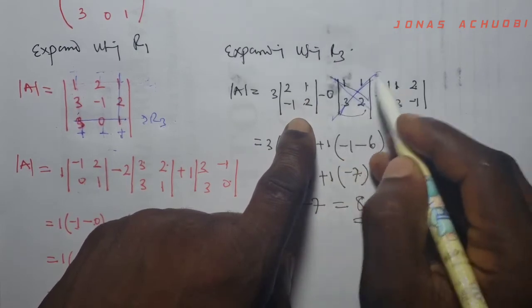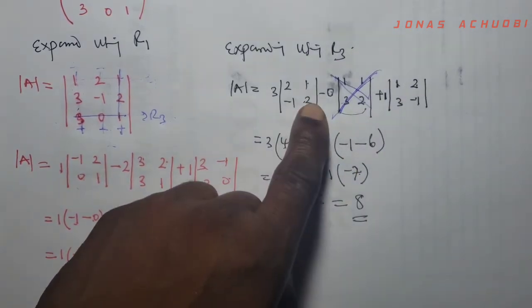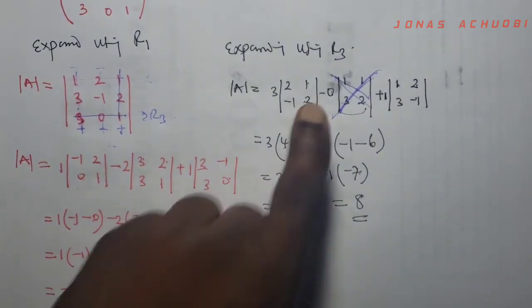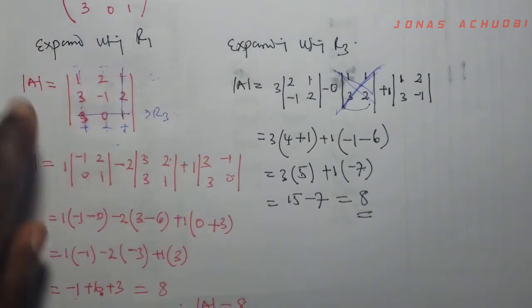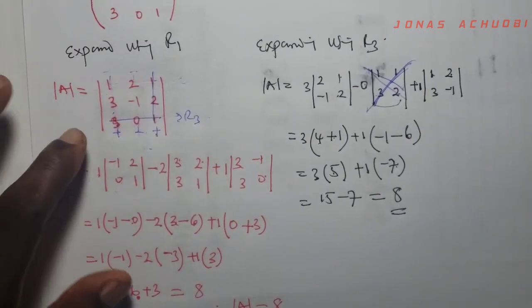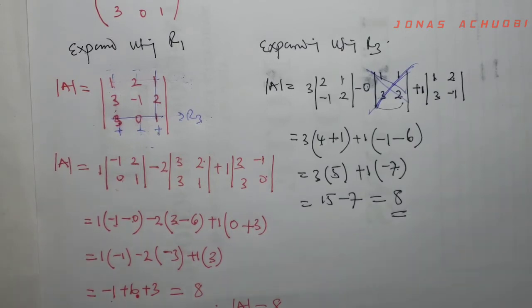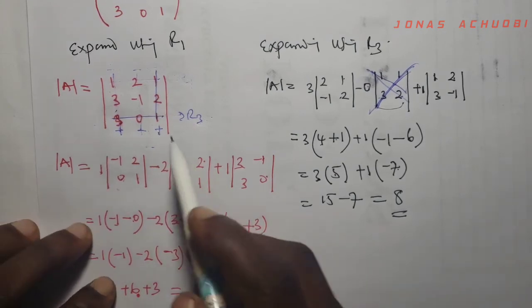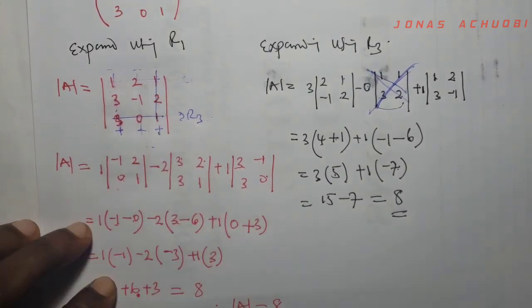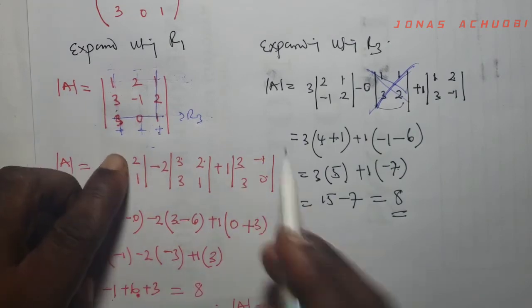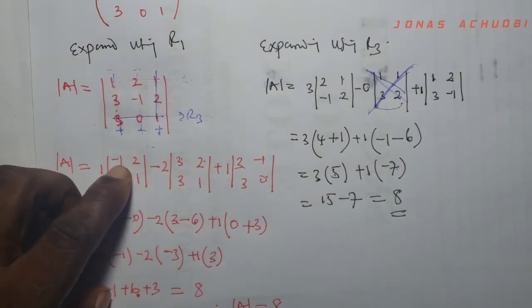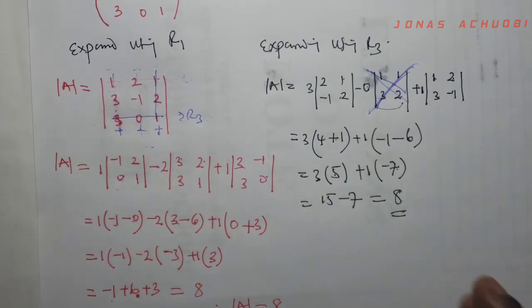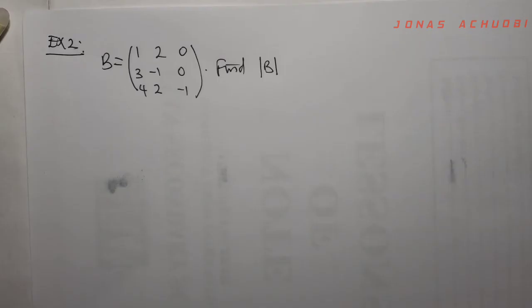And whatever that value is, it will always be 0 when multiplied by 0. So you observe that once you see that you have a 0 somewhere in your matrix, either in a particular column or a particular row, it is advisable to expand your determinant through that row or column that has one or more zeros, because it will always give you shorter steps to your determinant. So I'll just take one more example to emphasize this point, and then we close the video at that point.